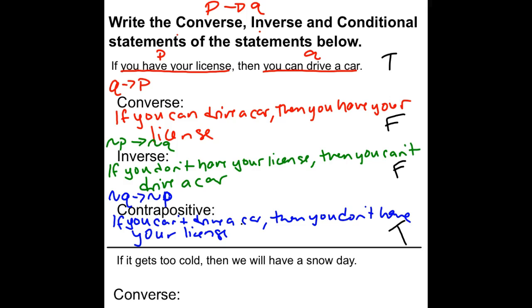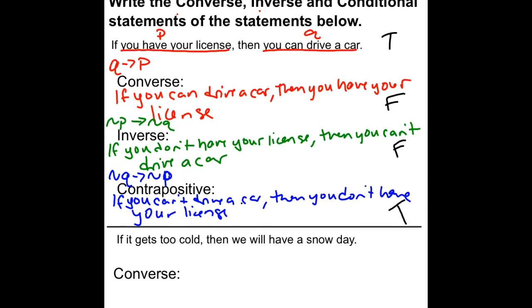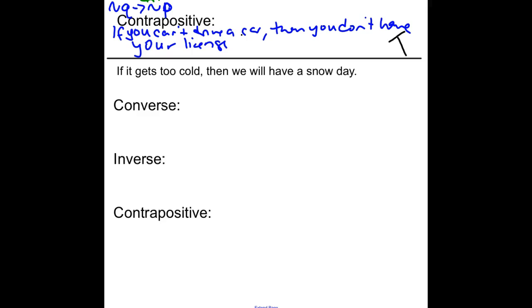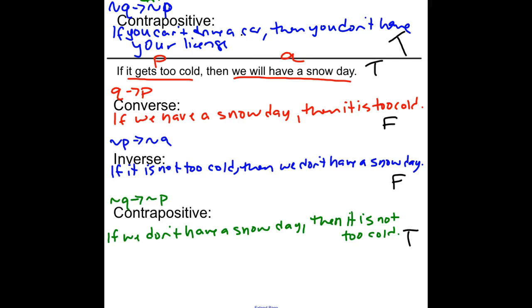So, what I want you guys to do is pause the video and try the same thing down here. Try to write your own converse, inverse, contrapositive, and then think about the true and false values of all of these. The statement is if it gets too cold, then we will have a snow day. Okay, you can check all your statements with mine. The converse is if we have a snow day, then it's too cold. Inverse is if it's not too cold, then we don't have a snow day. And the contrapositive is if we don't have a snow day, then it is not too cold.